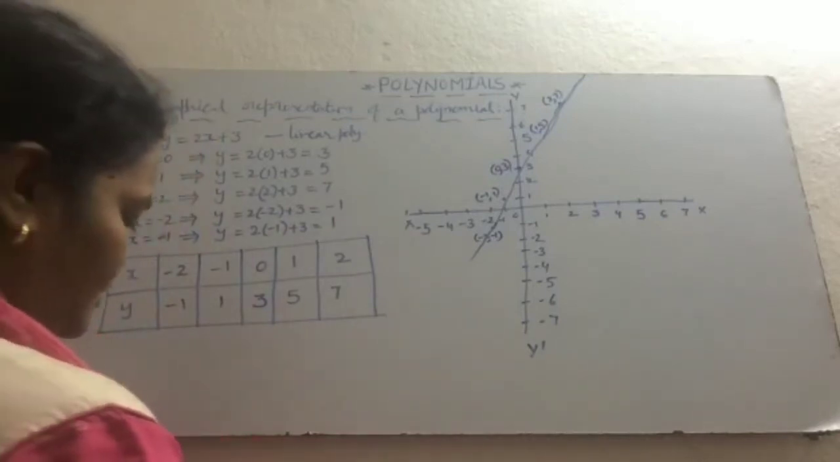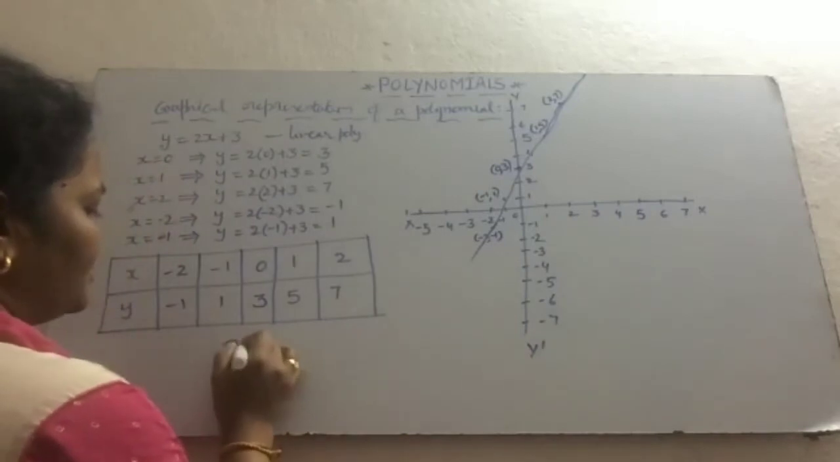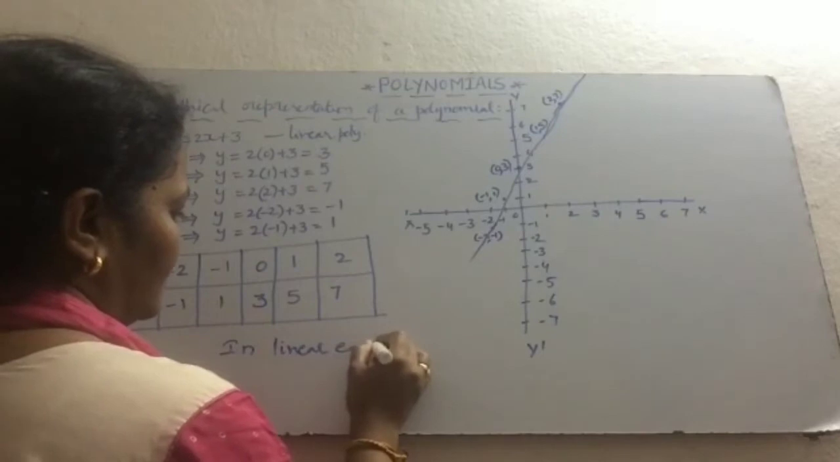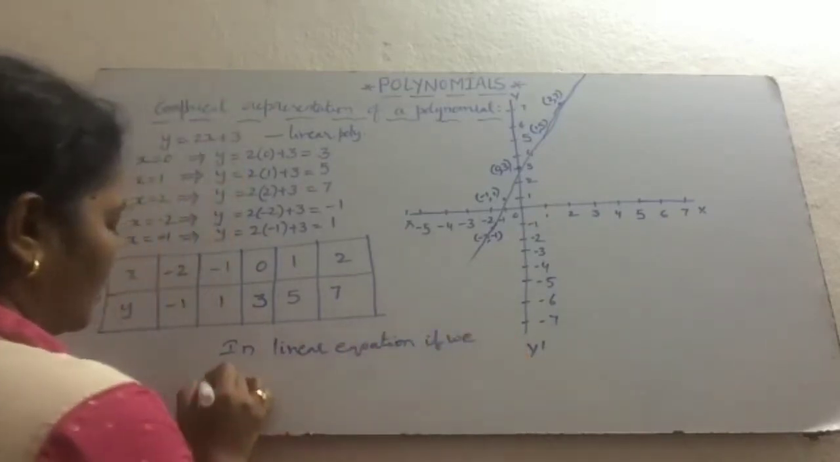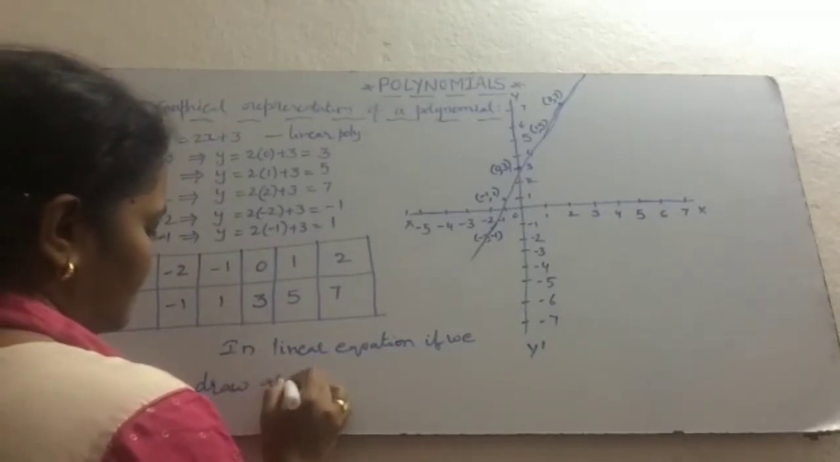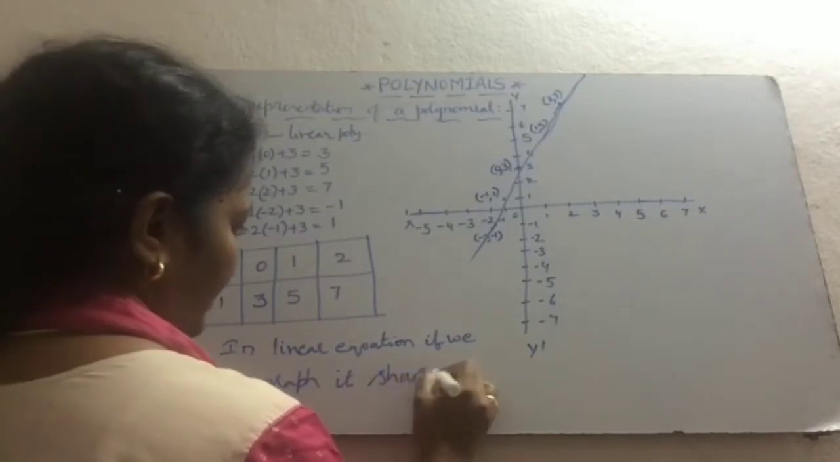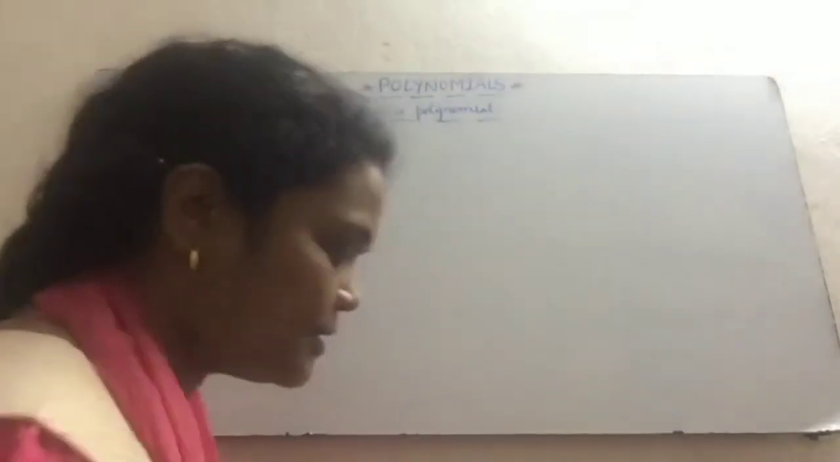And so in linear equations, if we draw graph, it shows a straight line.